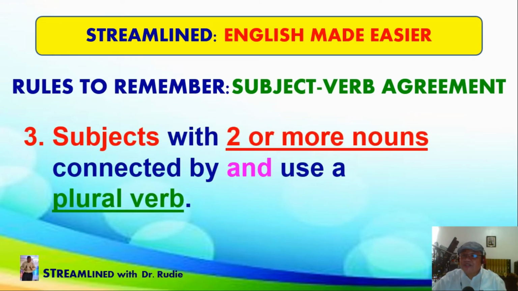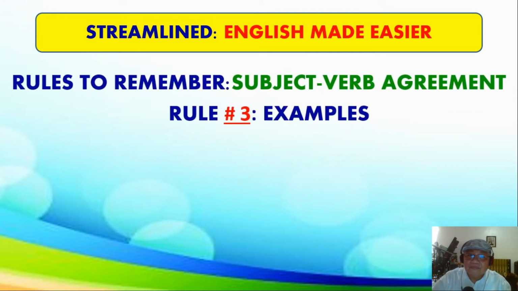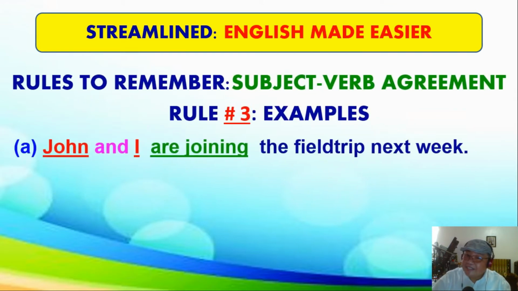At this juncture, we discuss rule number 3. Subjects with 2 or more nouns connected by and use a plural verb. Again, let's take a look at these examples. John and I are joining the field trip next week. Our subjects connected by and are John and I. That's why the verb must be plural, are joining.